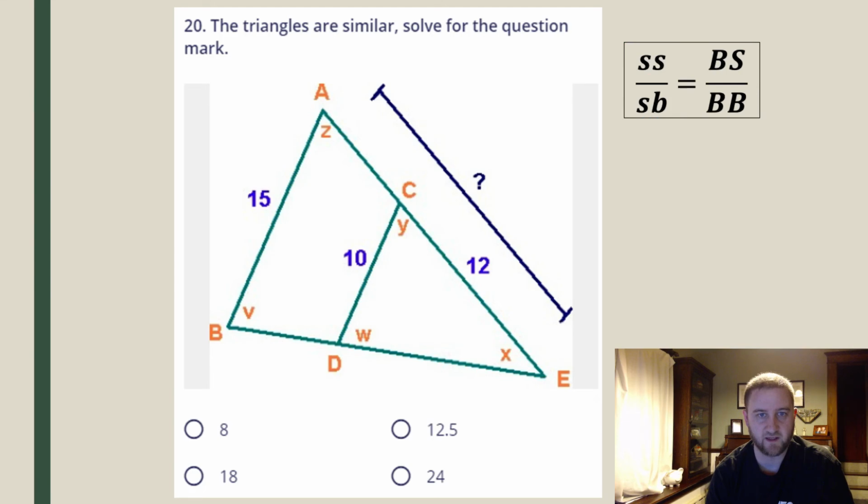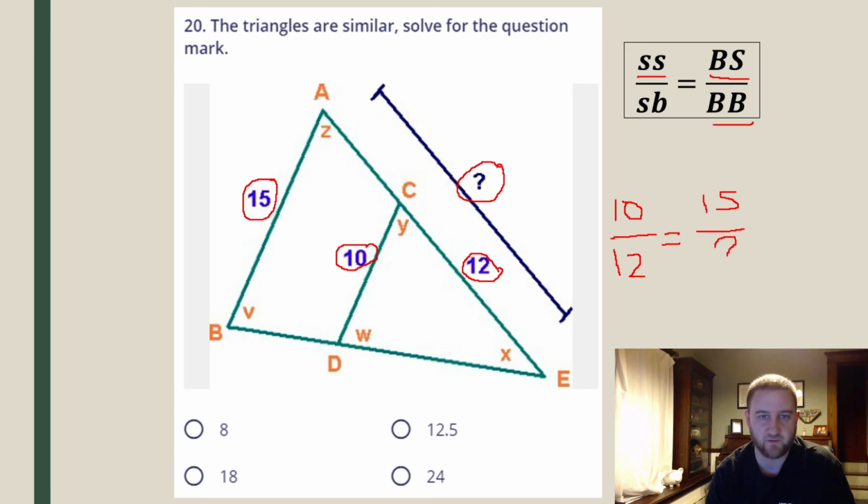So first, let's look at the small side. Here's the small triangle. Now you might think, which one of these is the side and which one's the base? It doesn't really matter. Okay, you can choose which one you want as the side and which one you want as the base. So we'll say that this is the side right here. So that's the small side over the small base, which is 12. And then that's equal to the big side, which is 15, over the big base. That's our question mark. That's what we're trying to solve for.